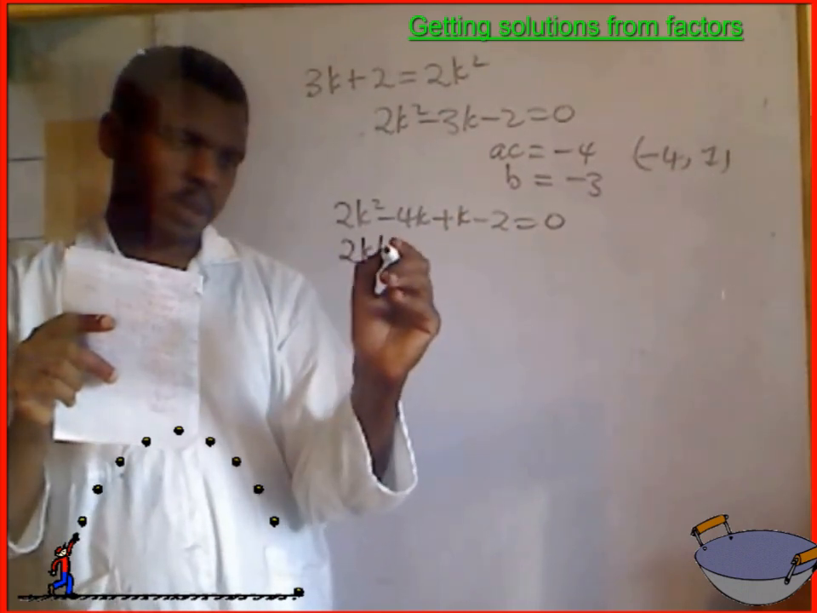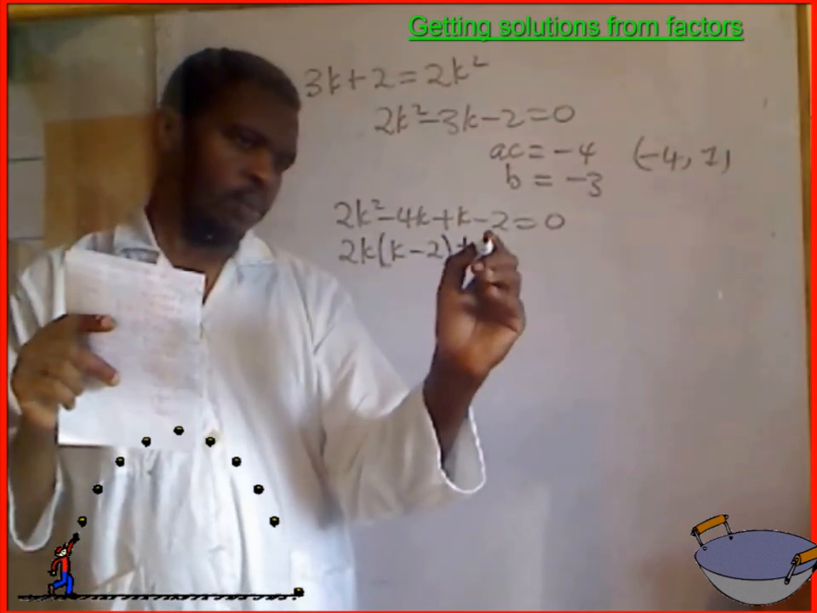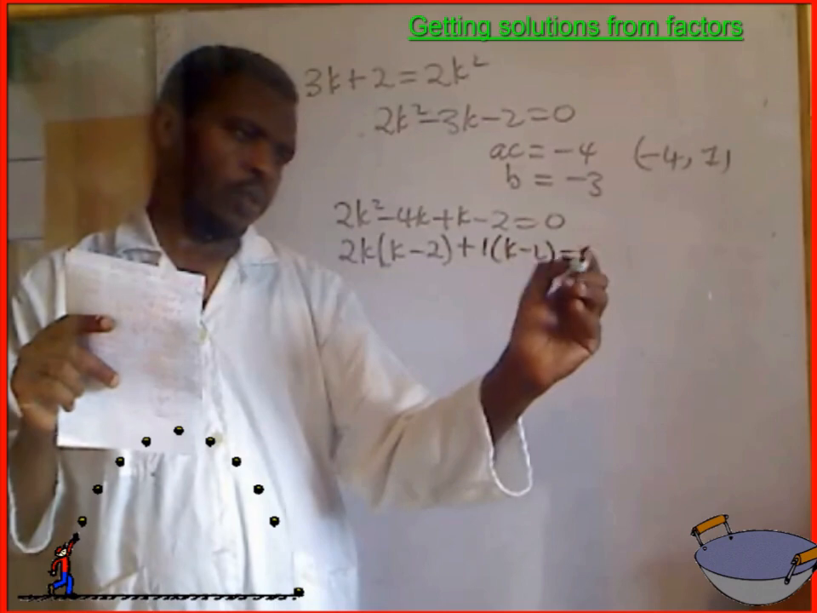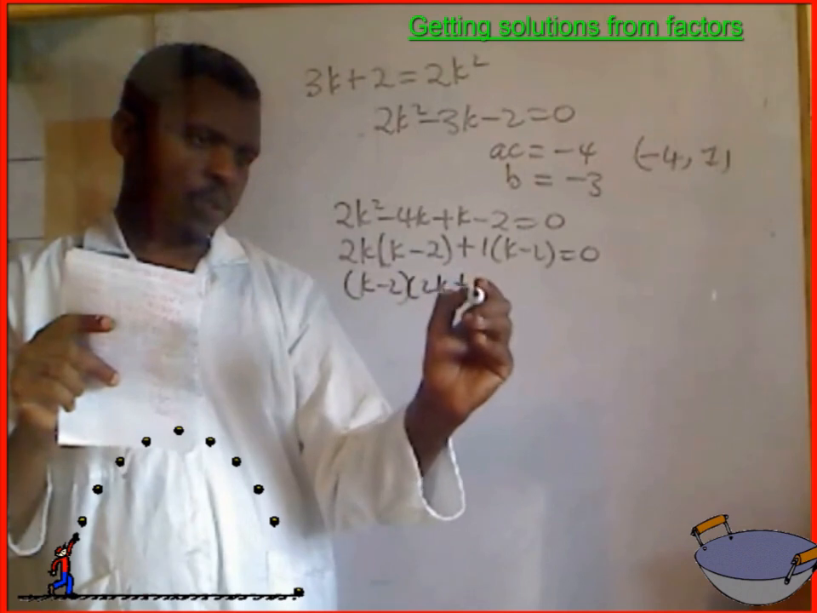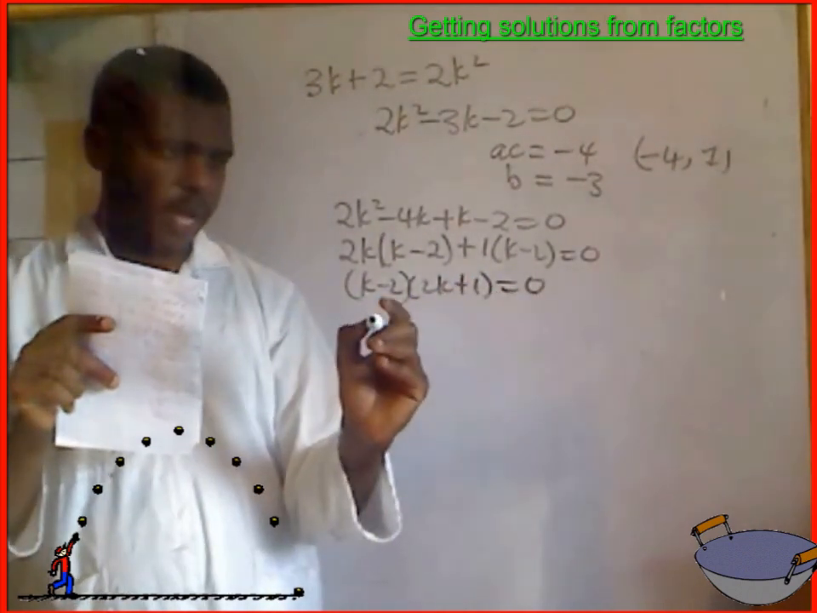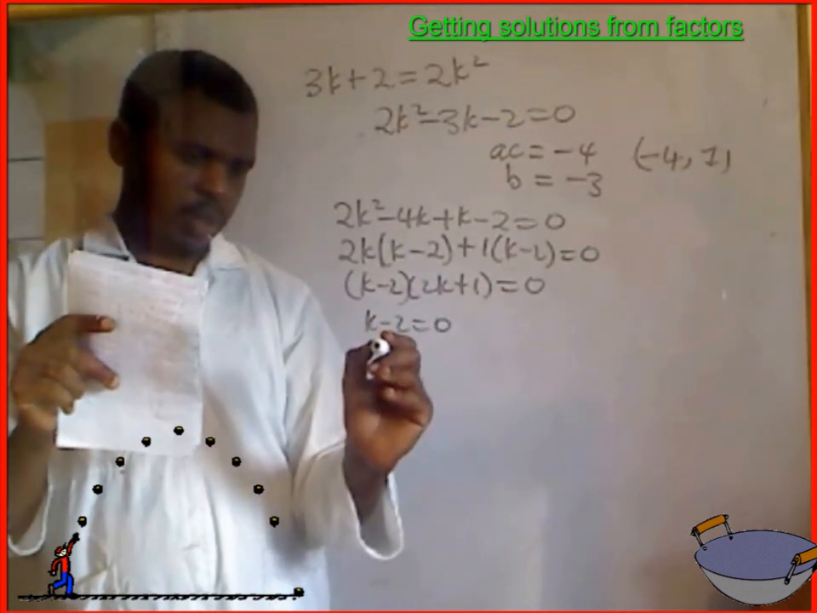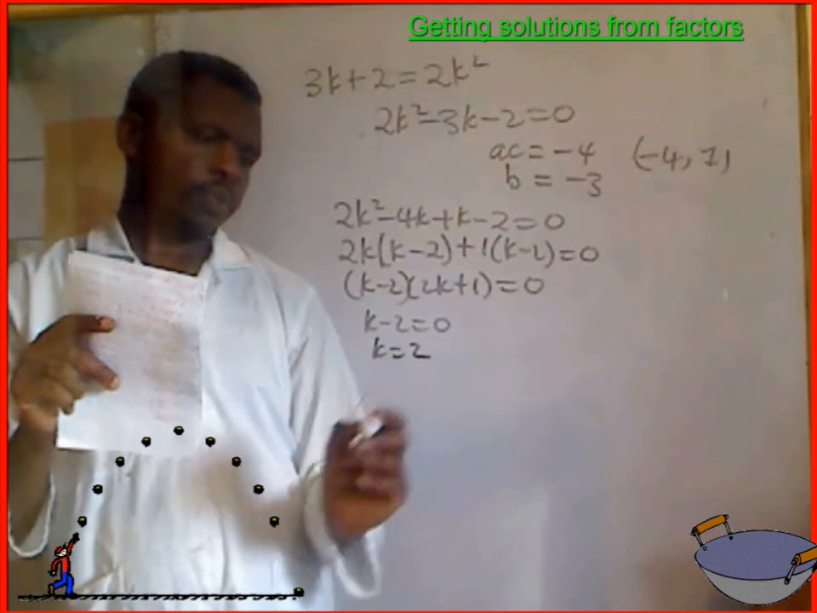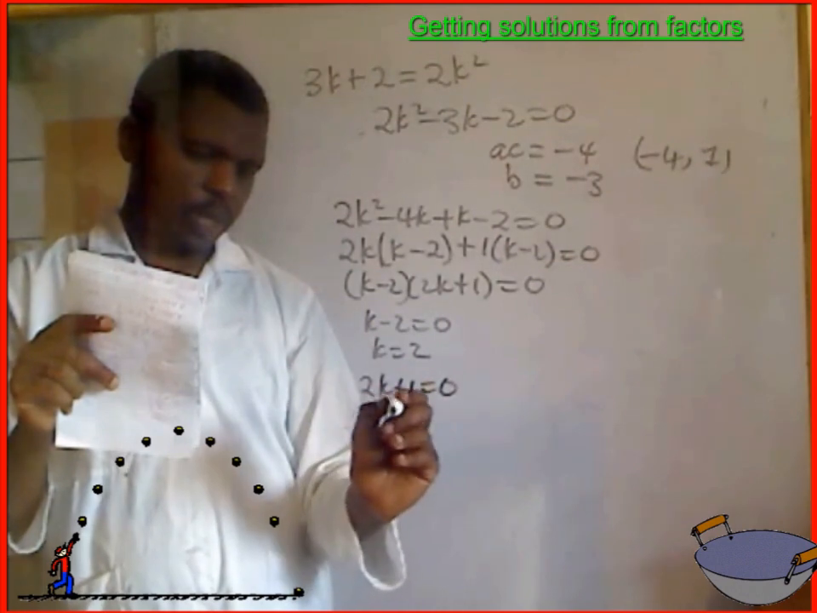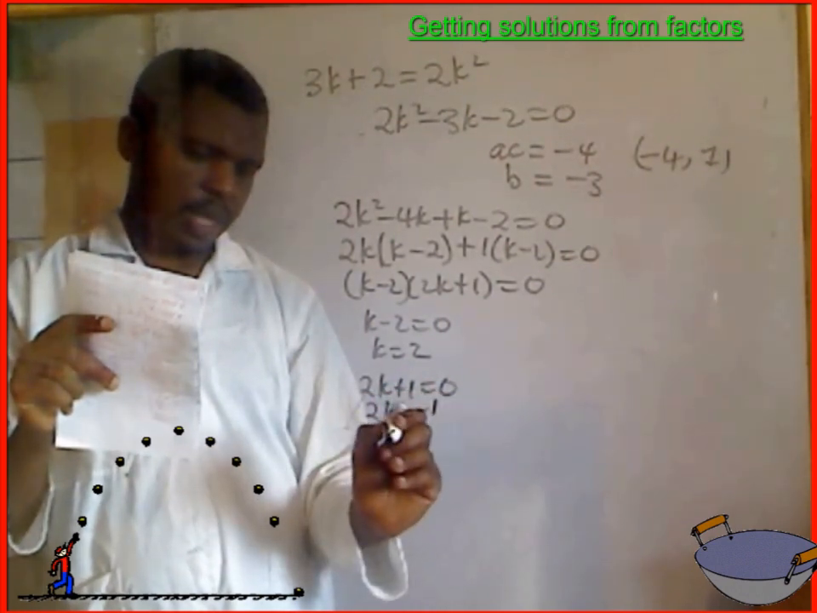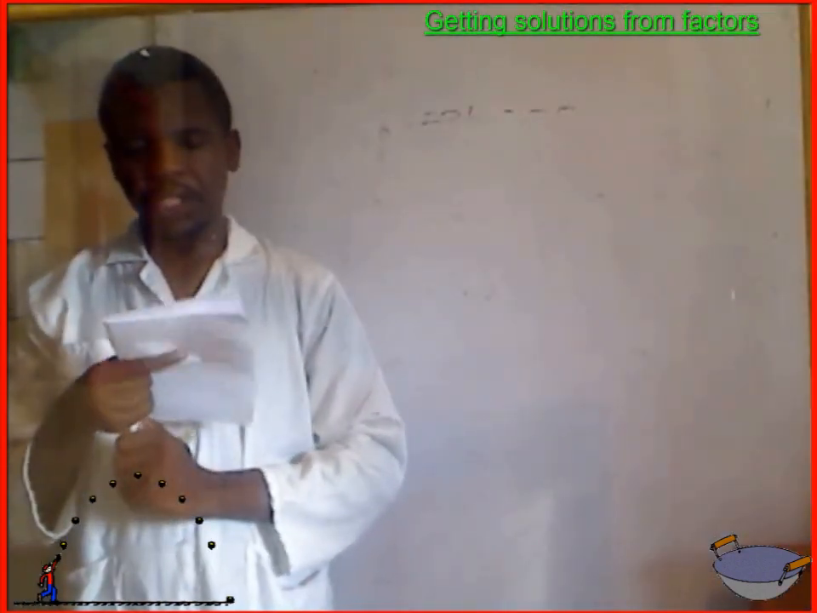2k is common, k minus 2, plus 1 is common, 1, k minus 2 is equal to 0. This is k minus 2 factor of 2k plus 1 is equal to 0. So here I'll have k minus 2 is equal to 0, k is equal to 2. Or I could have 2k plus 1 is equal to 0, 2k is equal to minus 1, k is equal to minus half.